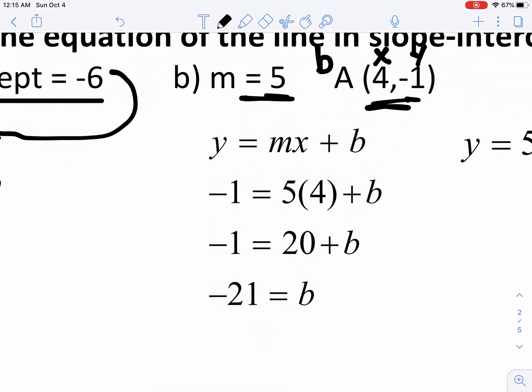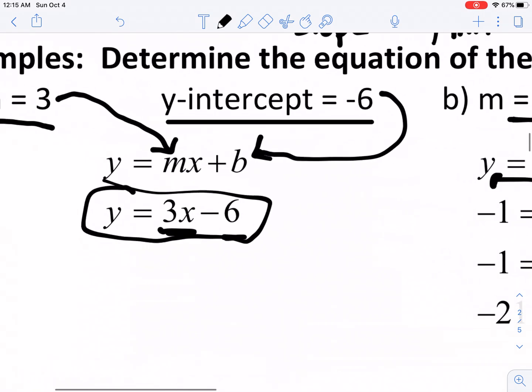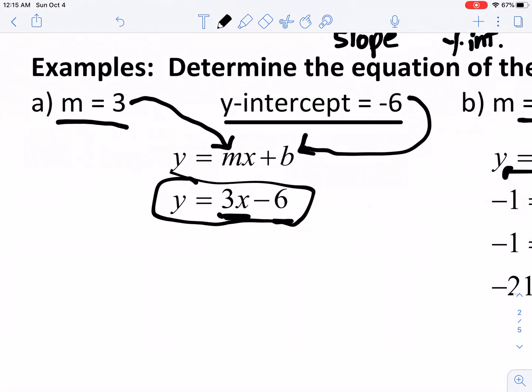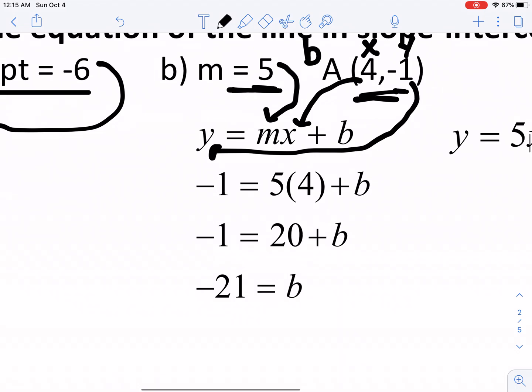In our equation y equals mx plus b, we're going to plug in 5 for m, 4 for our x, and then we're going to plug in -1 for y. What does that leave us to solve for? B, and that's what we want, because if we can find B, just like we had over here, this guy was our y-intercept and this guy was our slope, it was pretty easy to write the equation of the line, because m is our slope and b is our y-intercept. So if we can find B here, that will make things a lot easier.